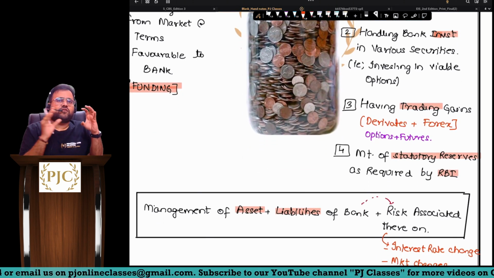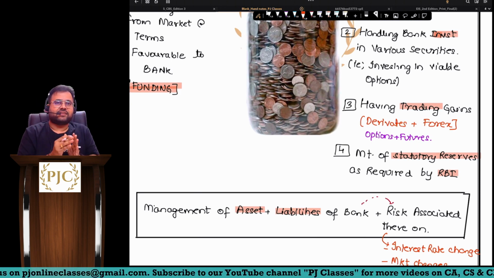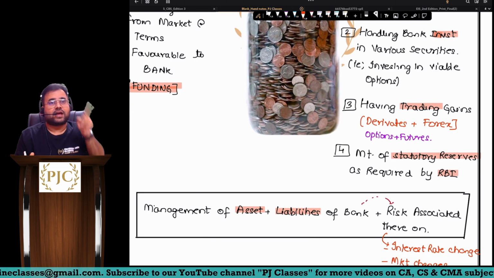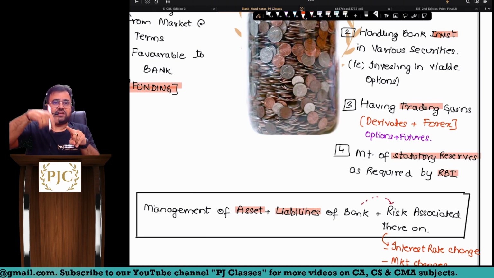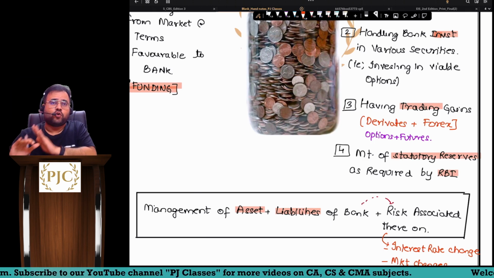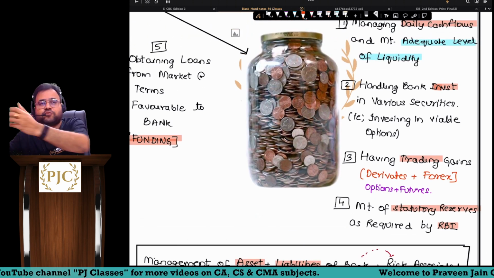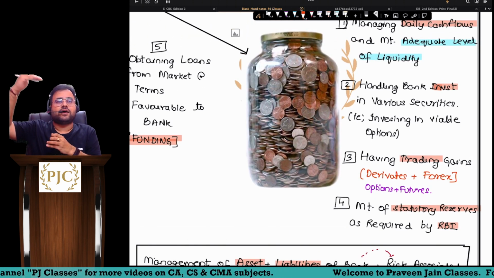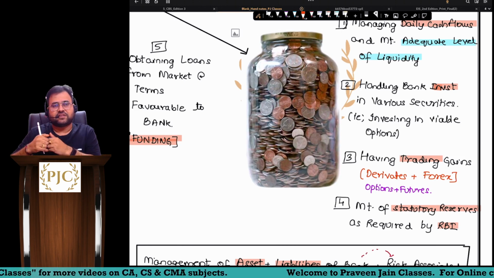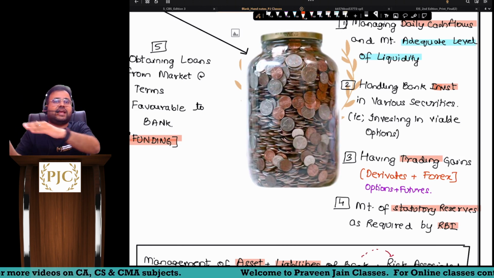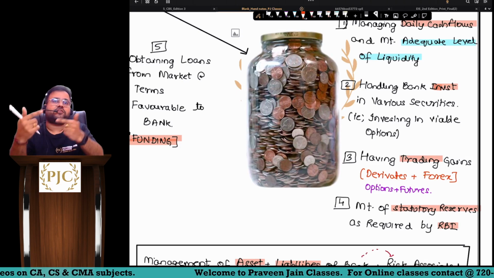All in all, sir, whatever assets and liabilities the bank has, they have to be properly managed to ensure that the risk to these assets and liabilities is as low as possible. For example, sir, the bank today has an investment in XYZ securities. There are negative sentiments in the market about those securities. So what should the bank do? Sell them off and invest elsewhere, sir. So can I say risk management should also be done, sir?